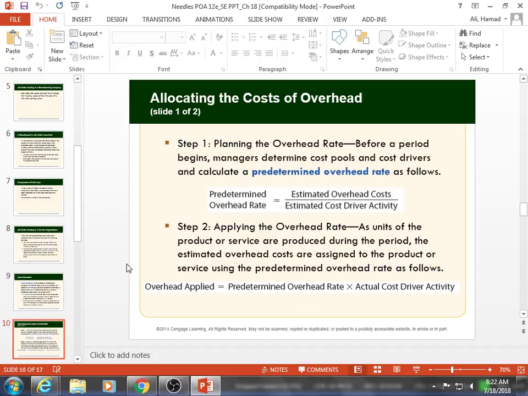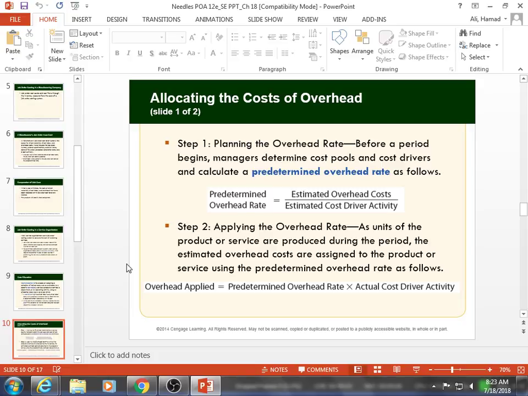Now, allocating overhead costs. The first stage is planning. You plan an overhead rate. What does that mean? What are we talking about when we say a planned overhead rate? It means you have to come up with some kind of base, some way to allocate overhead, because like we said, that's the biggest headache.